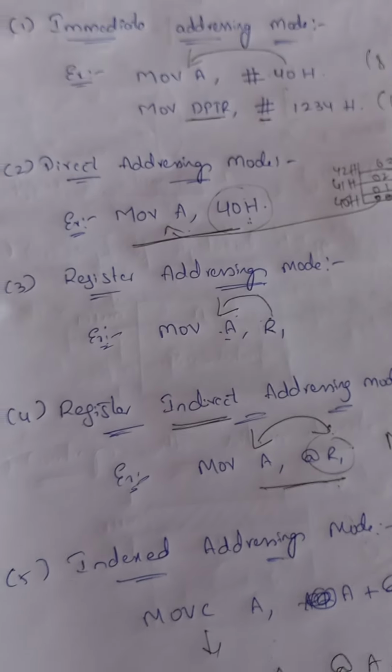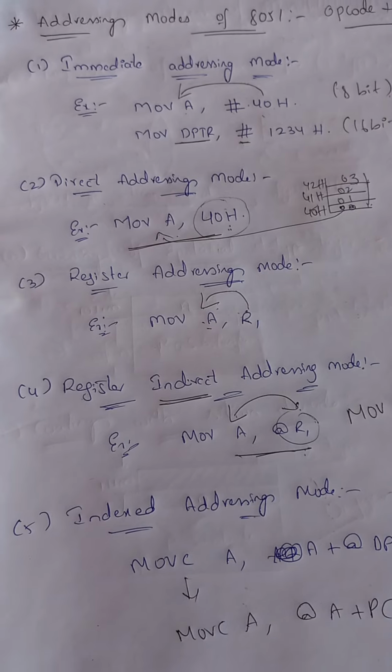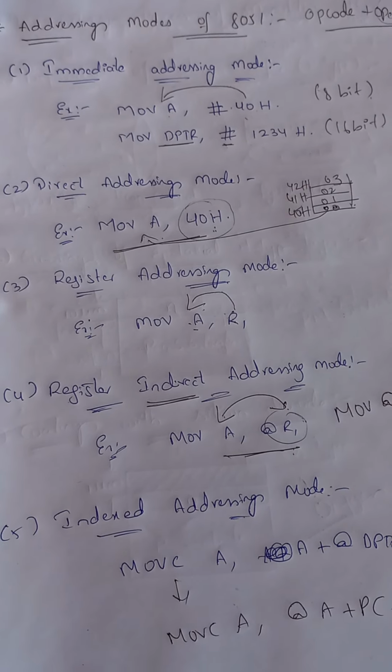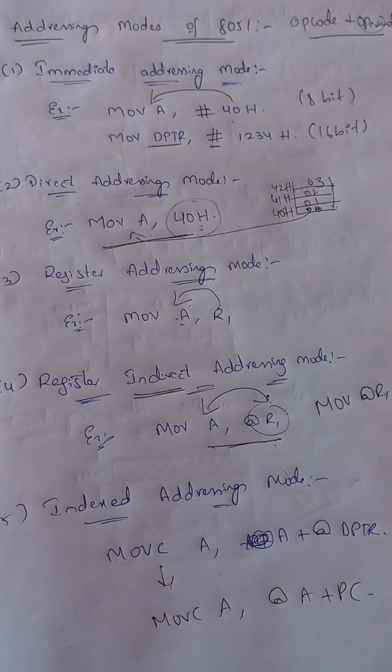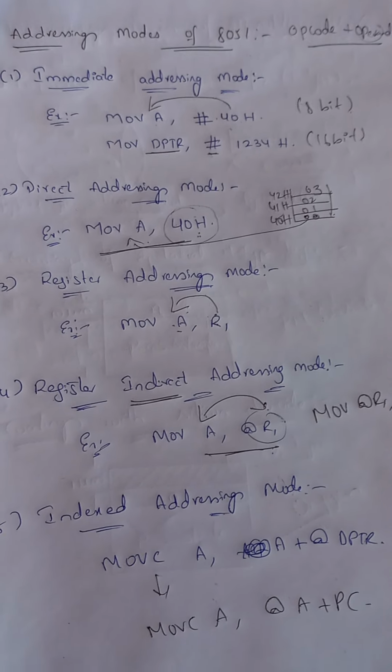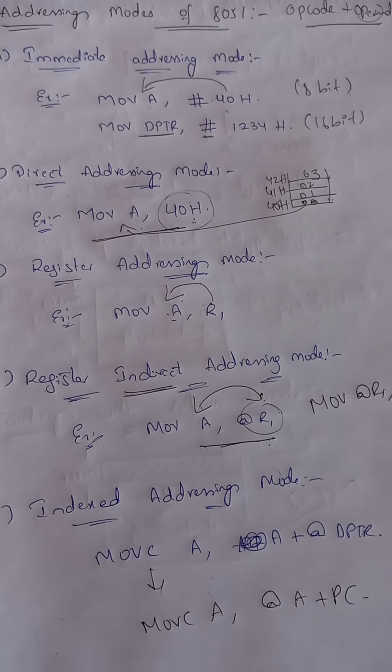So these are the five ways of representing the operands of 8051, which we can also call the addressing modes of 8051. Addressing means nothing but representing the operand. Thank you.